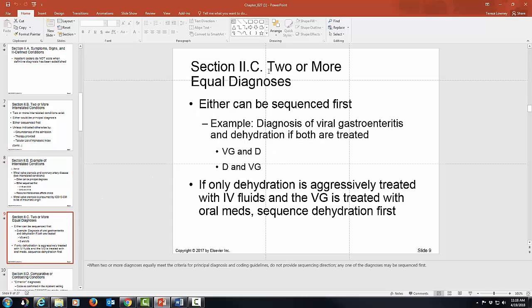Section C, there's two or more equal diagnoses. Either can be sequenced first. So a diagnosis of viral gastroenteritis and dehydration, if they're both being treated. If only the dehydration is being treated with IV fluids, and the gastroenteritis is being treated with oral medications, sequence the dehydration first.